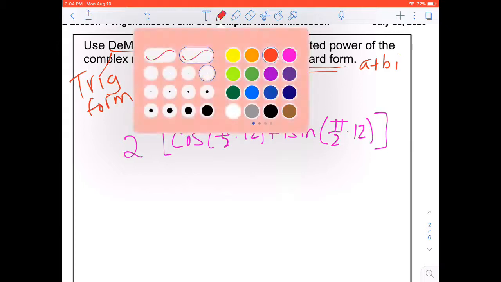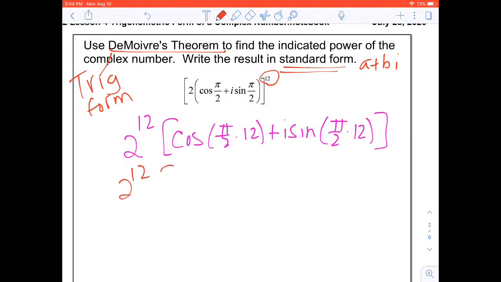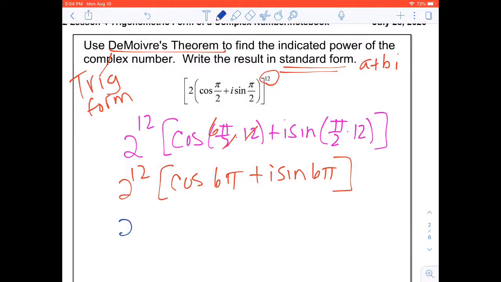All right, so to simplify, this becomes the cosine of 6 pi, and I don't have to do the math again. It's the same. And because this is being asked for a final answer in standard form, we need to evaluate the cosine of 6 pi and the sine of 6 pi.